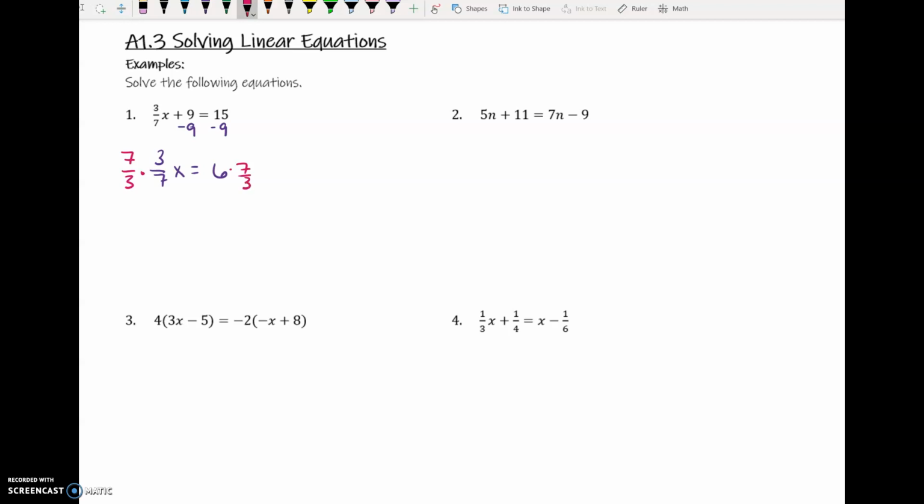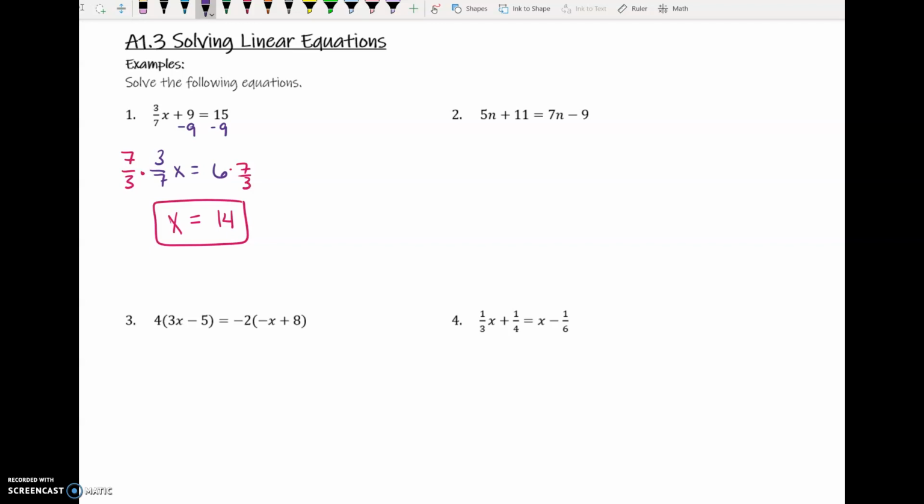Instead of dividing by a fraction, you multiply by the reciprocal. On the left side, that'll cancel it out. It'll end up being 21 over 21, which is 1. So we have 1x. And on the right side, multiply the 6 times the 7 to get 42. Then divide by 3, and our answer is 14.